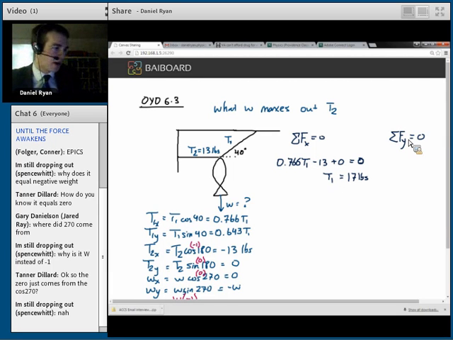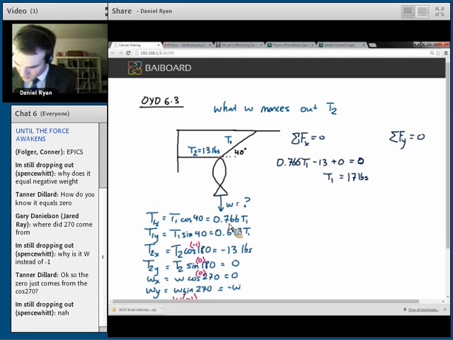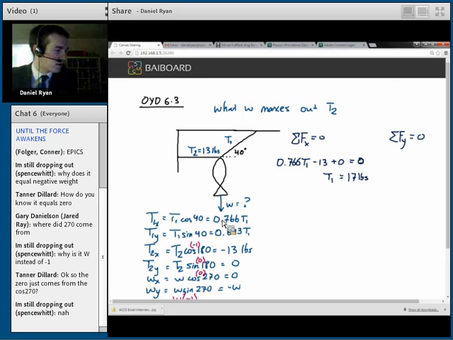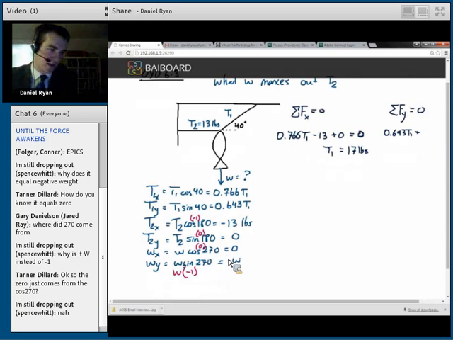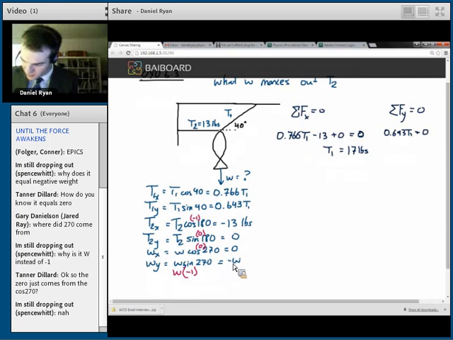Let's turn to the y dimension. I have 0.643 T1. That's one of my y forces. And in the y direction, we have 0 plus 0. And the weight is negative, so minus W is equal to 0.